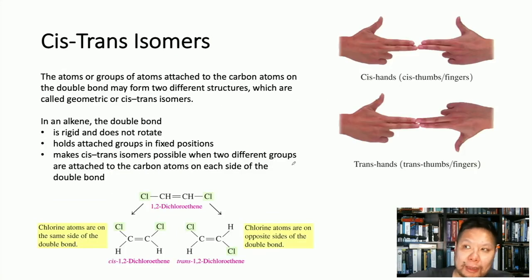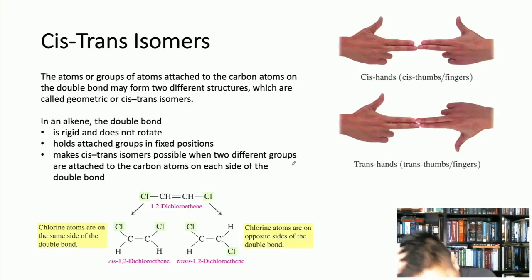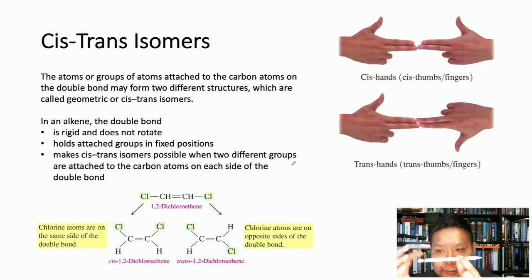Now that we've started talking about alkenes, we can talk about cis and trans isomers. We don't have cis and trans isomers in alkanes, because when you have a single bond, the carbons on either side of the single bond can rotate freely around that bond. But in alkenes, the carbon is actually locked, right? It's rigid; it cannot rotate. And so now you can have substituents on either side of the carbons that can either be cis to each other or trans to each other.